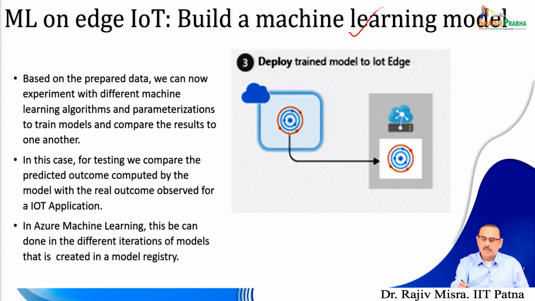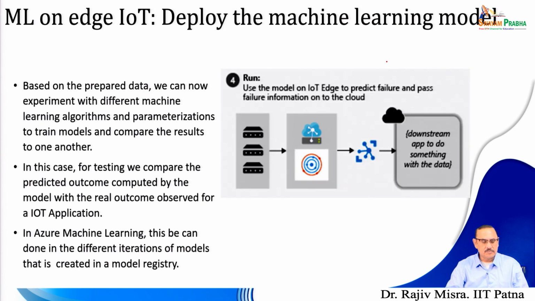Now, how are we going to deploy the trained machine learning model from the cloud to the edge? Based on the prepared data, we can experiment with different machine learning algorithms and parameterization, train the model and compare the result with other models. In this case, for testing, we compare the predicted outcome by the model, and in Azure machine learning this can be done in different iterations of the model that is created. In the next step, you can see it will deploy the trained model to the IoT edge.